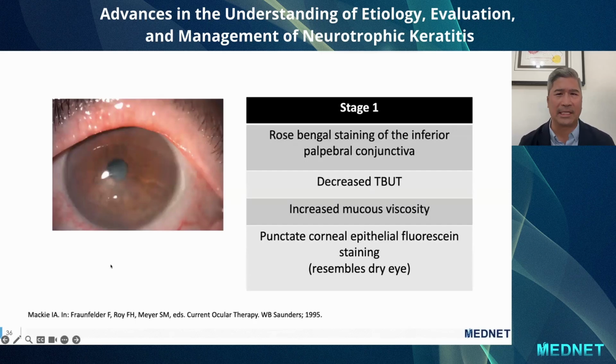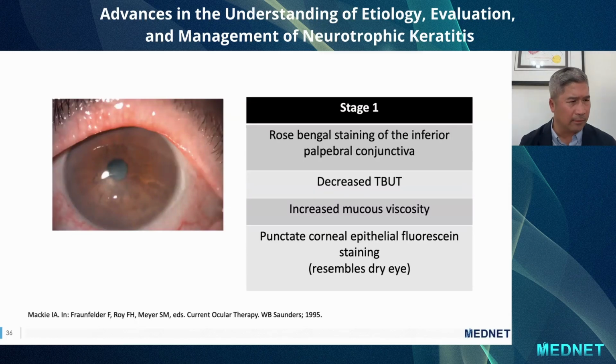And so looking at stage 1, rose bengal staining in the inferior palpebral conjunctiva, decreased tear breakup time. You can read all this, but this is the majority of patients that we're seeing, or the majority of patients that we have missed in the past. My aha moment again was those patients that have been on the various dry eye treatments. We know that lifitegrast works. We know that cyclosporine works. We know that if the patient's not getting any better, then we're thinking NK. We need to think about NK.